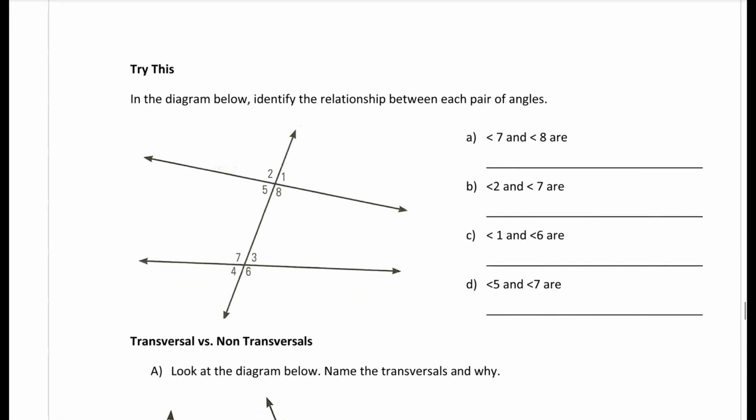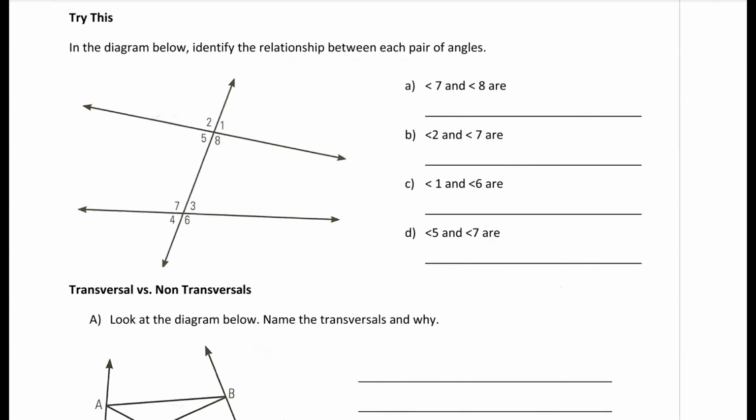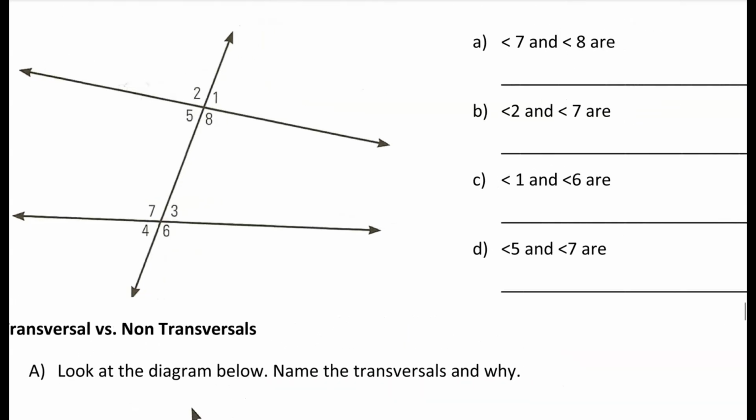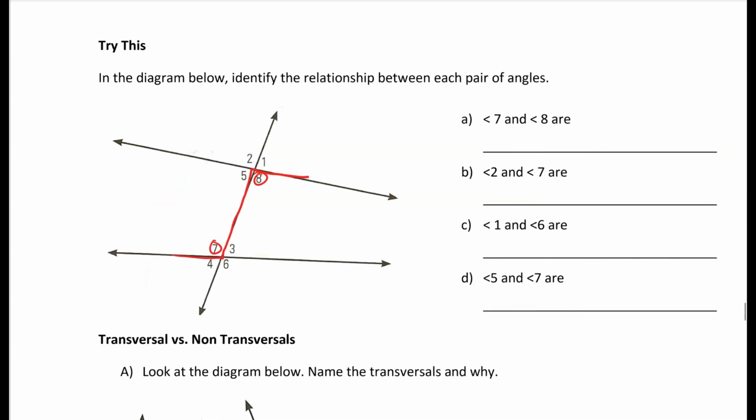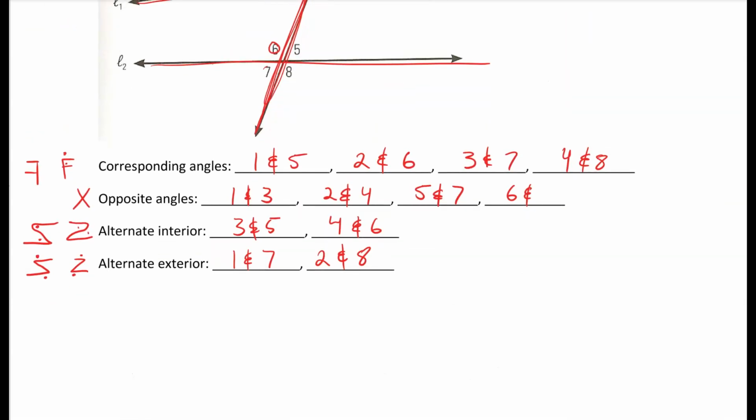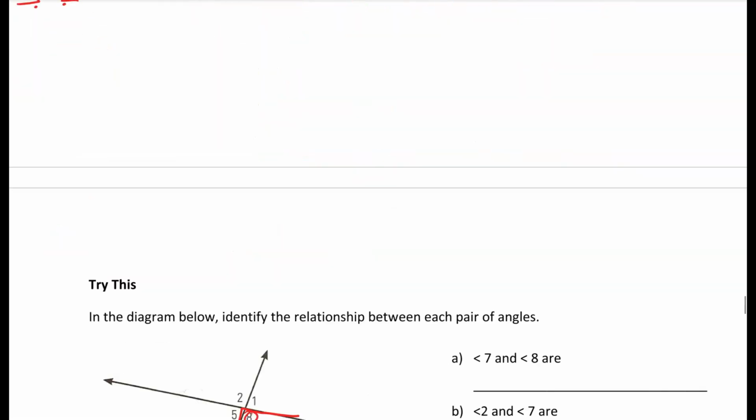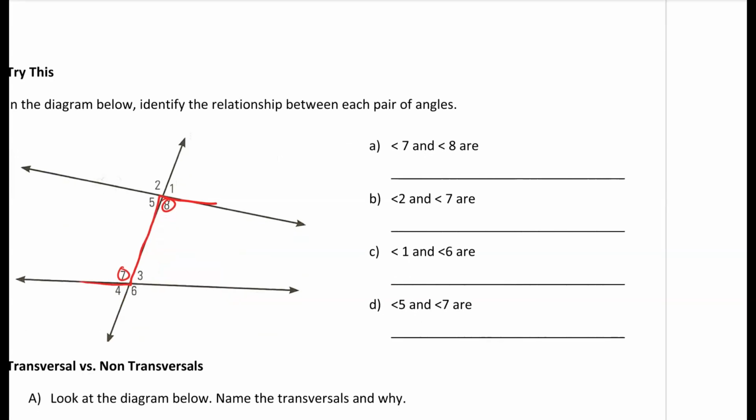Now we're going to go over to the diagram on the next page, and it says to try, in the diagram below, identify the relationship between each pair of angles. So if we're looking at angle 7 and angle 8, well, let's think about what shape this is creating for us. So we have our angle here going up like this and going up across. Well, it looks like it's making a Z for us. So we're looking at our alternate interior angle. So we would slide back down and we would label this alternate interior angle.